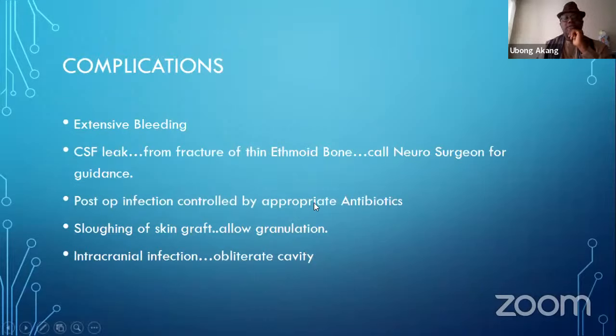Post-op infection can be controlled by appropriate antibiotics. Sloughing of your skin graft, you can allow it to granulate. It shouldn't be any issue. Intracranial infection, if you want to prevent it, you can just obliterate the cavity.